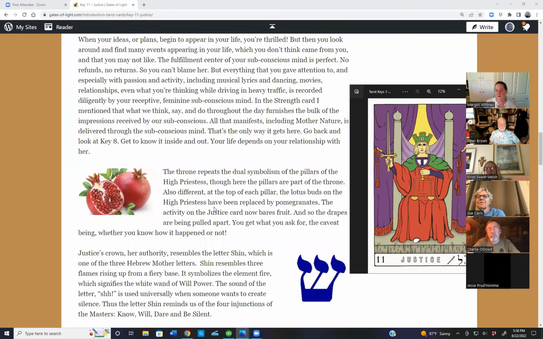The throne repeats the dual symbolism of the pillars of the high priestess, though here the pillars are part of the throne. Also different, at the top of each pillar, the lotus buds on the high priestess have been replaced by pomegranates. The activity on the justice card now bears fruit. And so the drapes are being pulled apart. You get what you ask for, the caveat being whether you know how it happened or not.